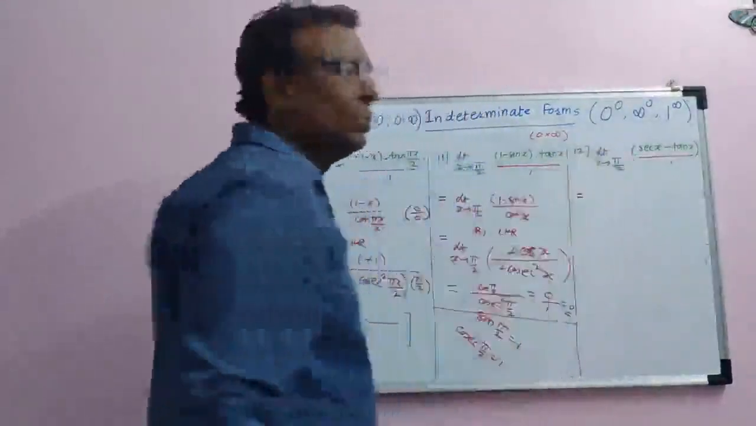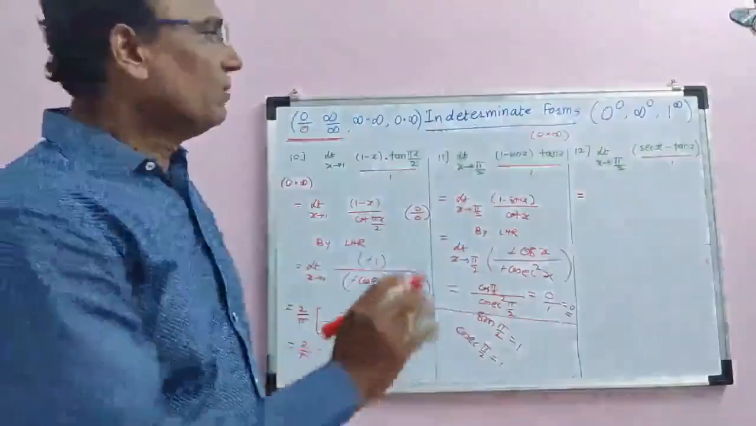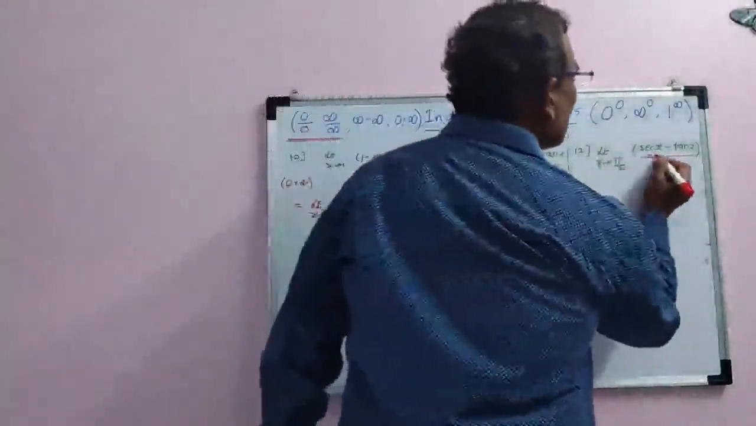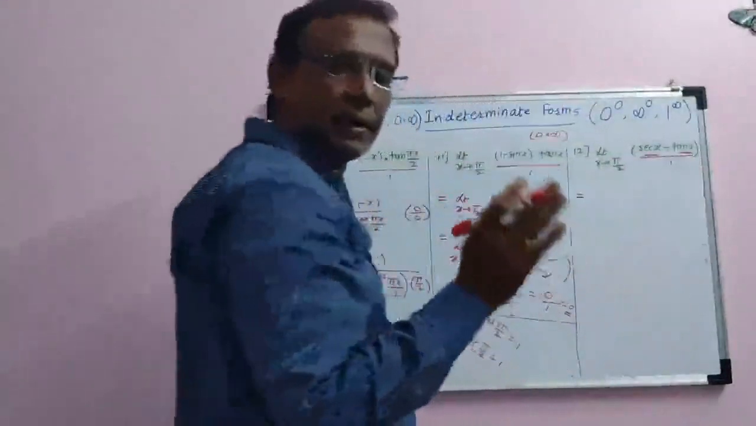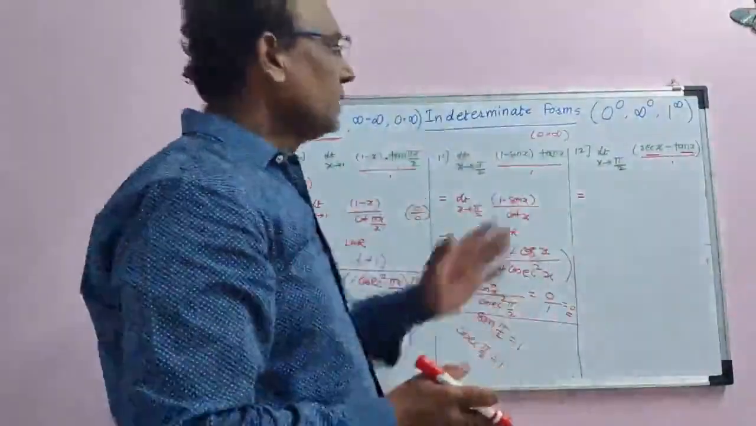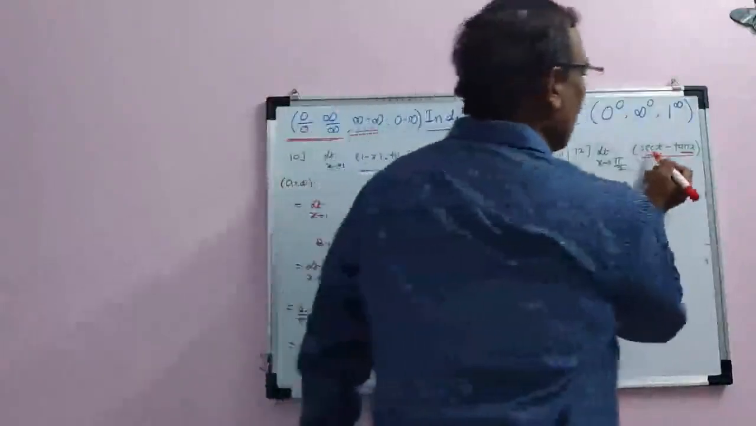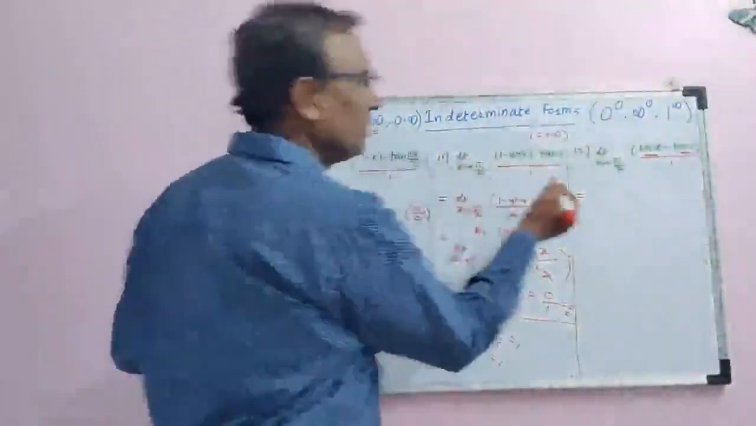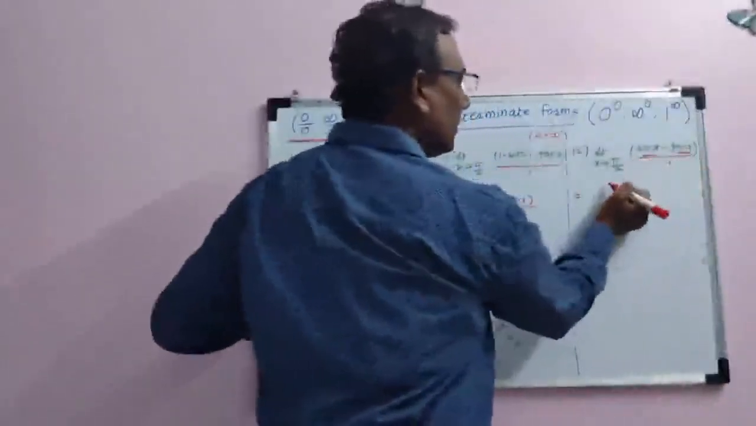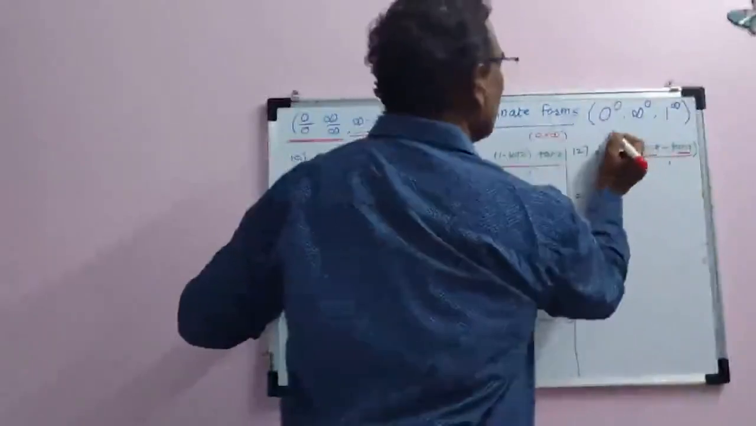Here, if you look at this function very carefully, here we have two separate terms, this term and this term. And there is a minus sign in between two terms. So this type of problems come under infinity minus infinity. First term minus second term. You can check it here. Sec pi by 2 is infinity and tan pi by 2 is infinity. Means infinity minus infinity form.